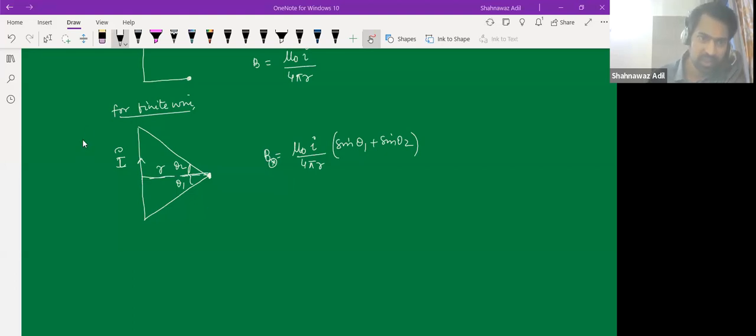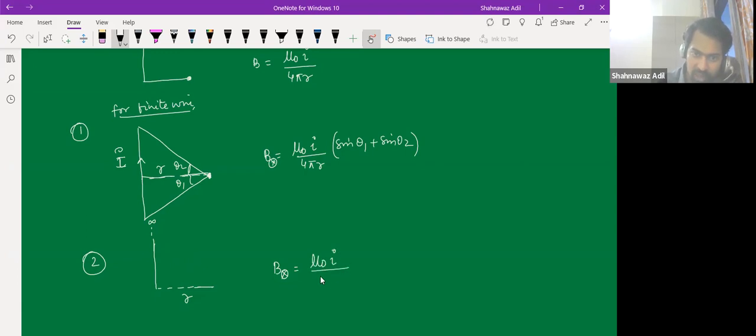Right, Tariq? Yes, sir. Second thing we understood: if we have a semi-infinite wire, this is R, and this is infinity. For that case, we calculated the magnetic field. This was mu naught I by 4 pi r, and again the magnetic field was inside. So this is for the semi-infinite wire.